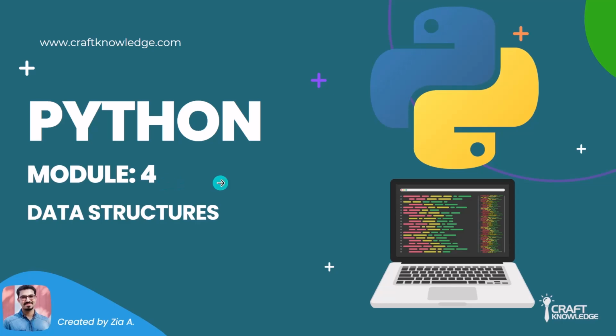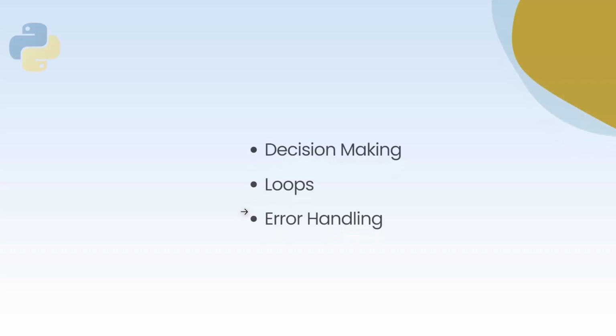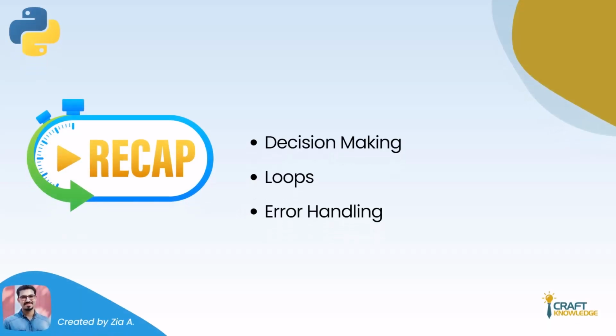Welcome to module 4 of Python, which is called data structures. What we will do in this module, we'll talk about it, but before that, what we have done so far: we are done with decision making, that is if, else, and else if statements. Then we are done with both types of loops, for loop and while loop. We are also done with error handling as well.